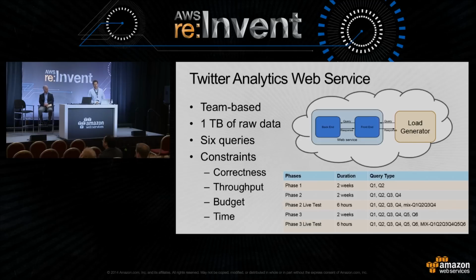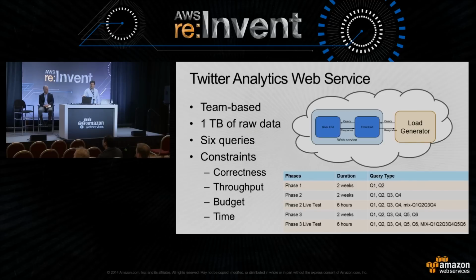They have to meet our throughput requirements. They have to do it within 2 budgets. There's a development budget that they have, as well as a per-hour budget for their web service. So they cannot go above $1.25 per hour once they build their web service that can respond to these queries, and they have to do it by our deadline.